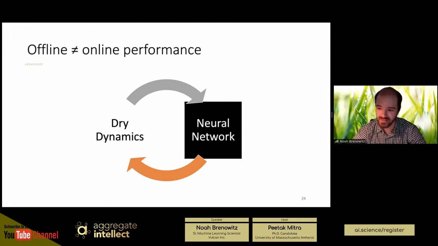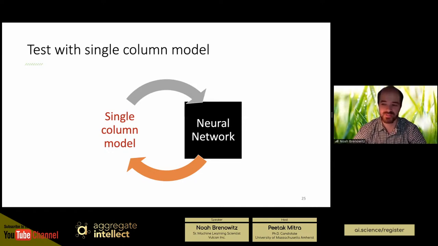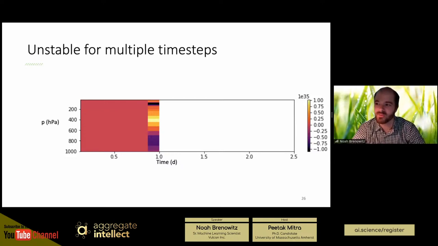As an intermediate step, something that's often done is to run a so-called single column model, which is to couple a neural network or a parameterization to itself and run several iterated time steps, ignoring the dynamic coupling with the atmosphere. And if we do this, we see that the neural network predicts that the temperature is 10 to the 35th after one day.